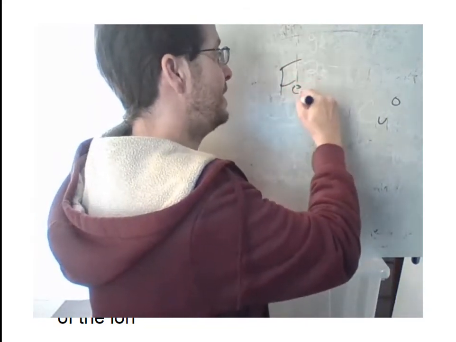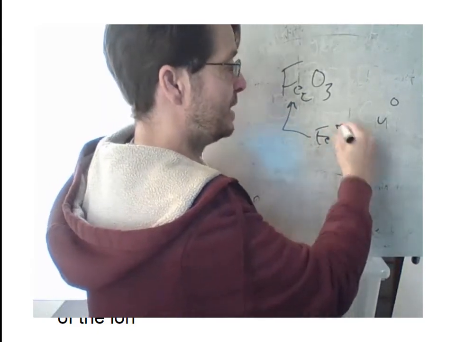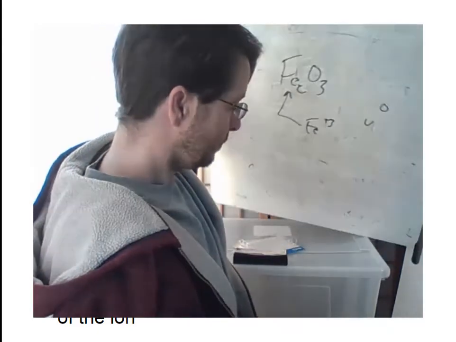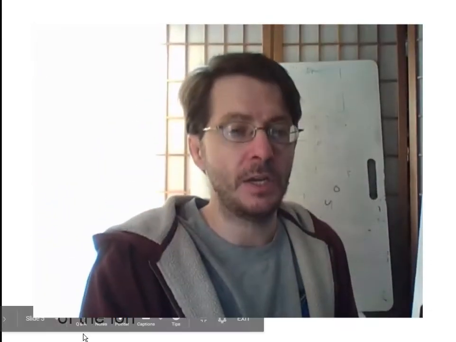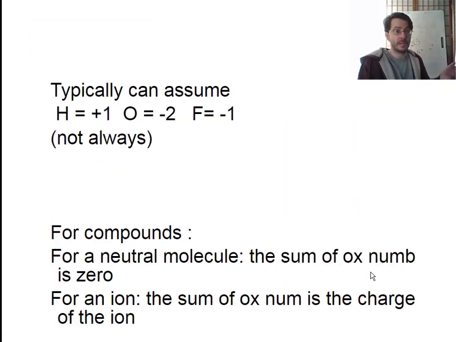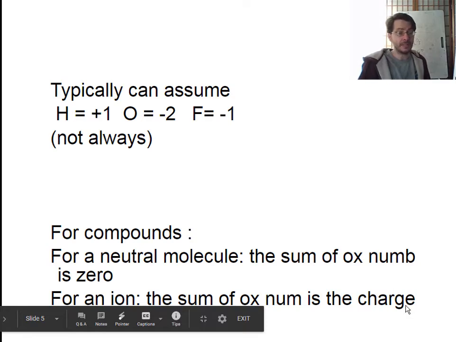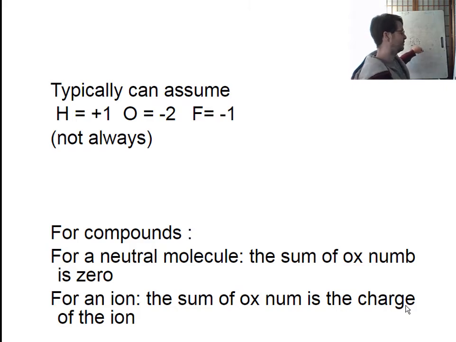Something like Fe2O3, both of these ions have a +3 oxidation number. Right? And we usually show the sign for the oxidation number the same way we do the charge. Now, for compounds, a neutral molecule, the sum of the oxidation numbers is 0. And for an ion, the sum of the oxidation numbers equals the charge. In some ways, you can use this to figure out the oxidation number for each thing.